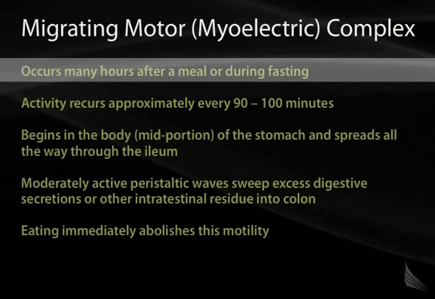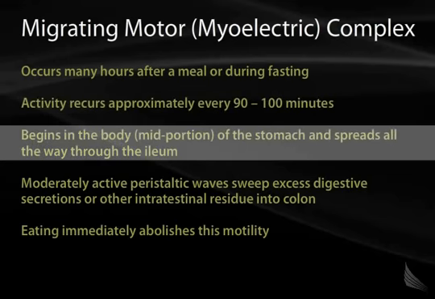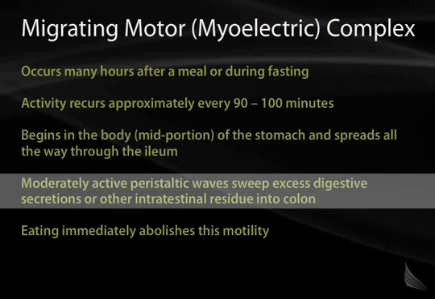The migrating motor or myoelectric complexes, which we referred to briefly earlier, occur many hours after a meal or during the interdigestive or fasting state. Their activity recurs approximately every 90 to 100 minutes and they begin in the mid portion of the stomach and spread all the way through the small bowel to the ileum. These are moderately active peristaltic waves and essentially act as a cleanup system in the GI tract. They sweep excessive digestive secretions which haven't been carried forward by peristalsis and take up other intestinal residue and sweep it into the terminal ileum and then on into the colon.